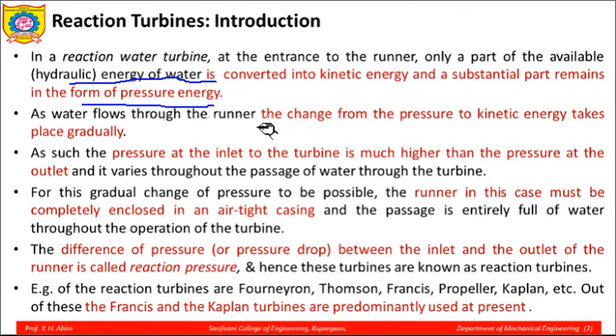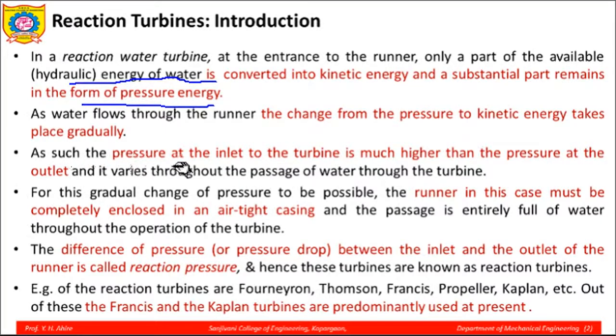As water flows through the runner, the change from the pressure to the kinetic energy takes place gradually. Okay, in a reaction turbine, as the water flows inside the runner, the remaining pressure energy gradually changes into kinetic energy. This is the second difference.